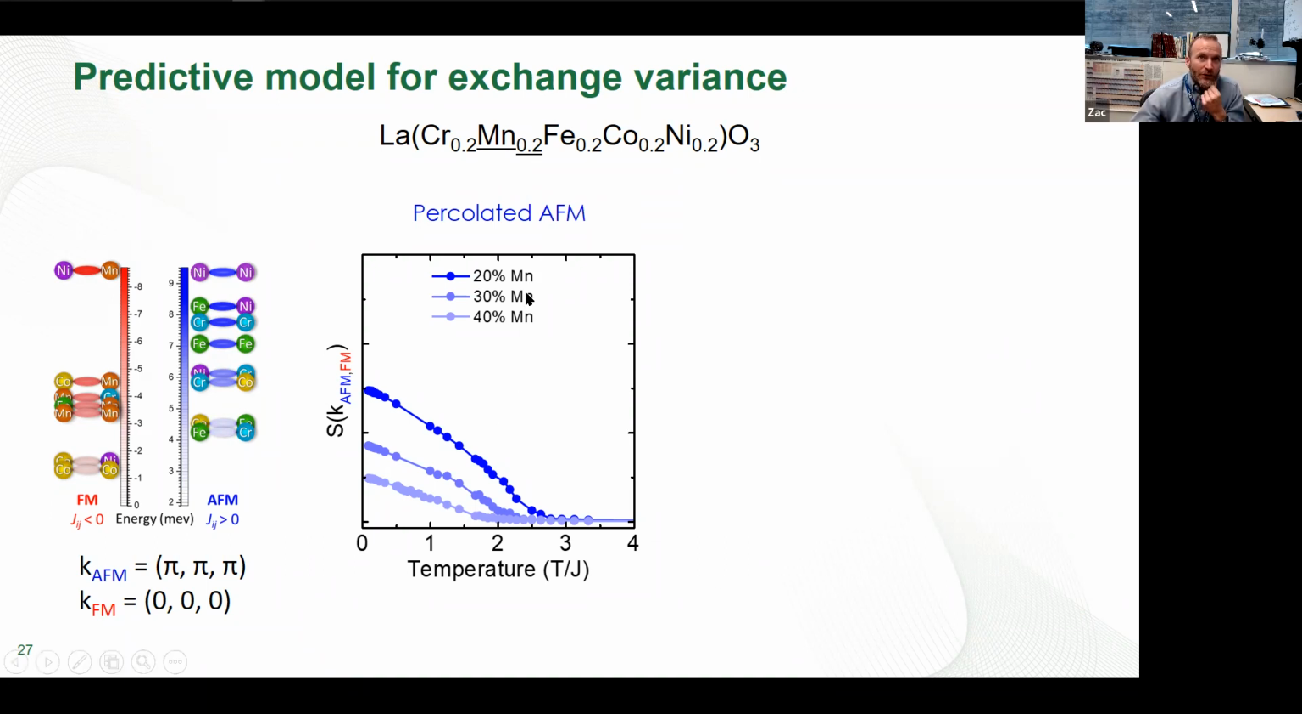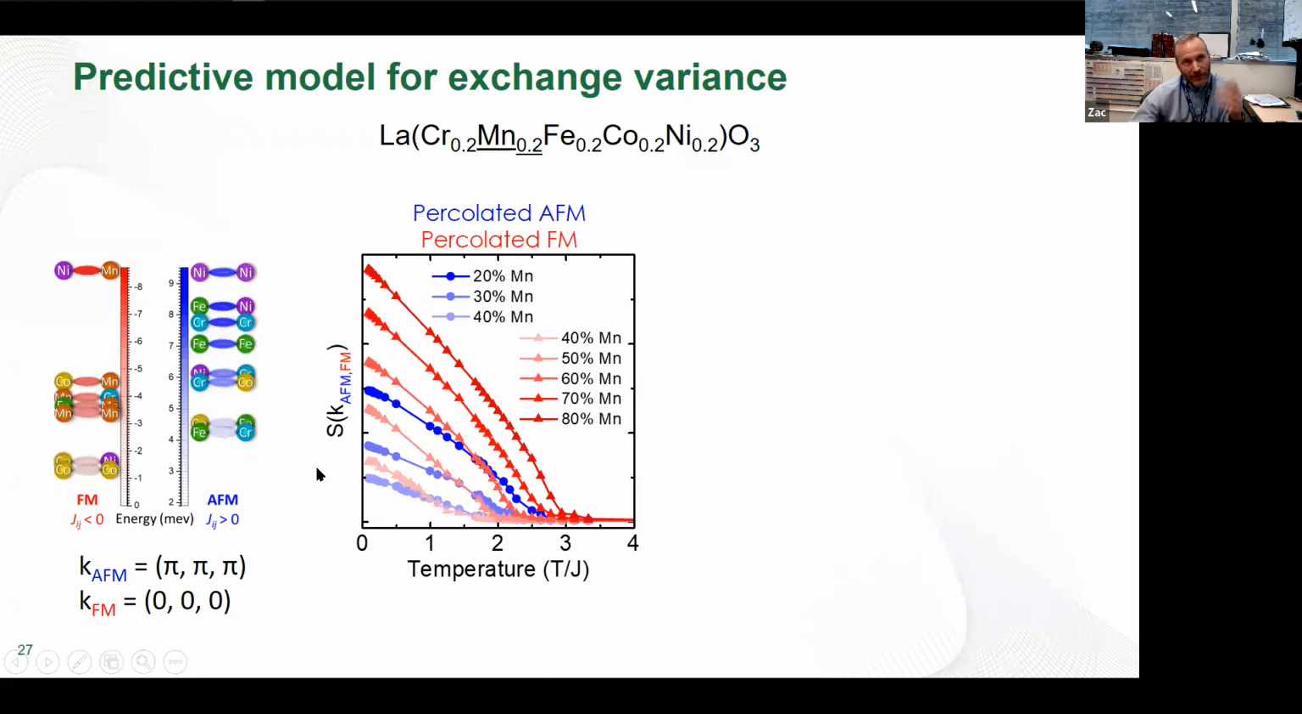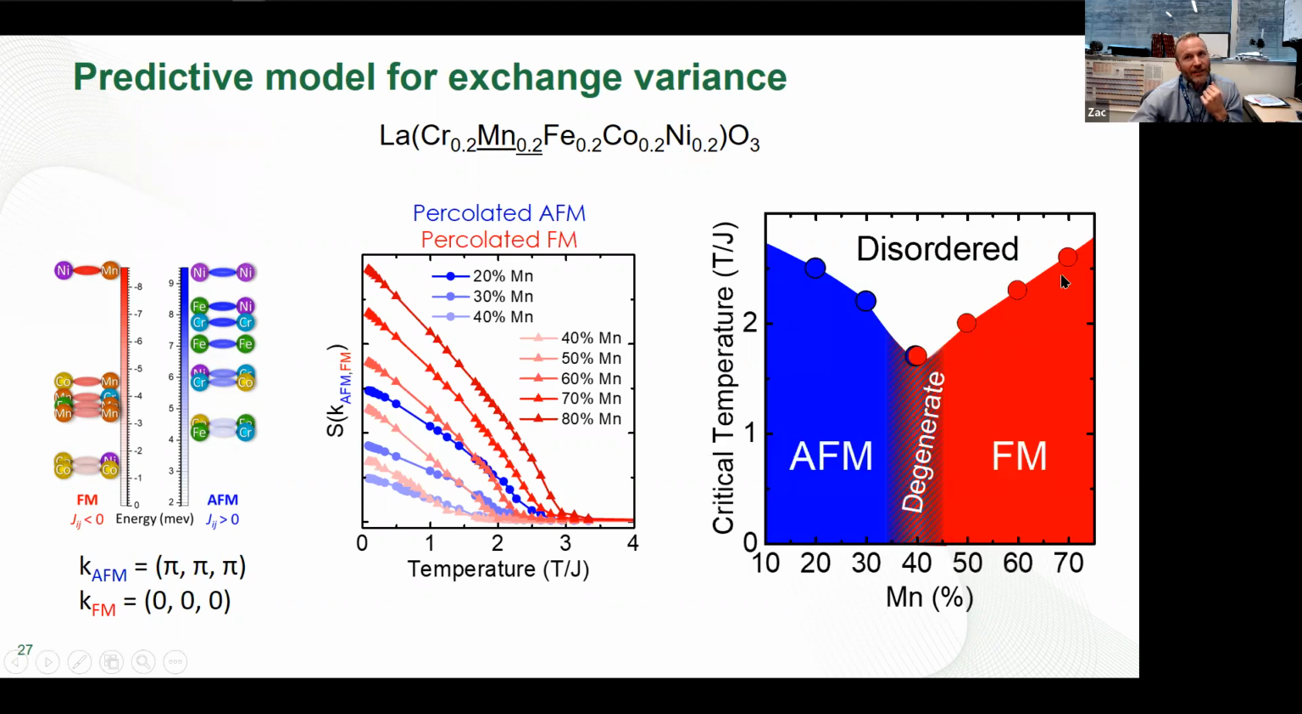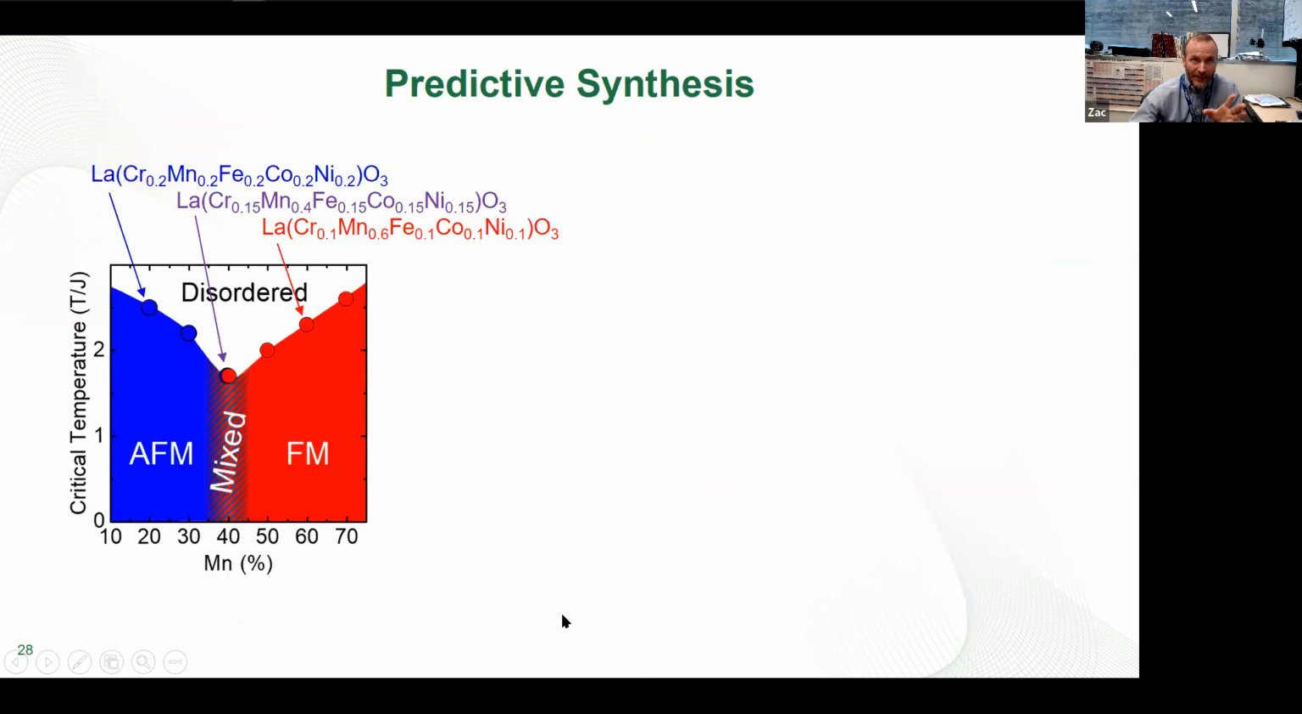So the model says as you go from 20 to 40% manganese, you drop the transition temperature, but you still have this percolated antiferromagnetic network. Above that manganese level, you lose your antiferromagnetism, but you do turn on ferromagnetism. So you go higher and higher, 40%. You can see if we put all this together, basically you get a phase diagram like this, where you get this middle region at about 40% manganese, where you're going to have both antiferromagnetic and ferromagnetic coexisting with each other. So that was the prediction.